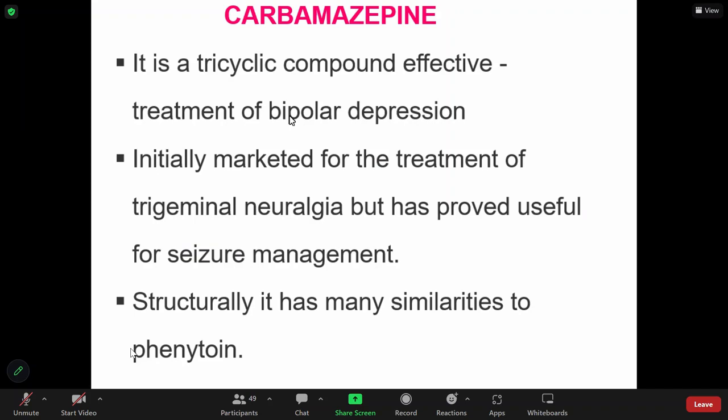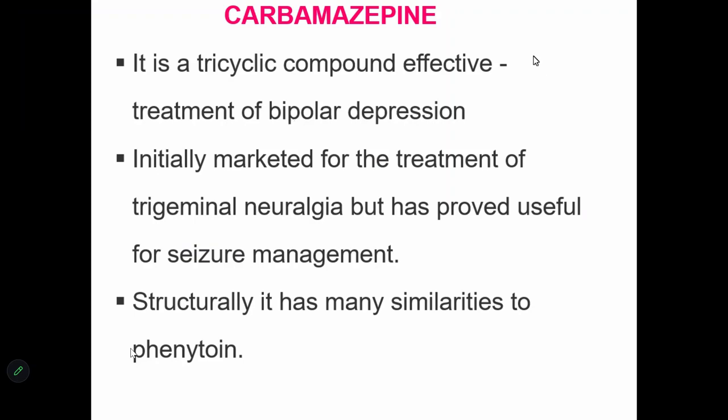So let's talk about carbamazepine. Carbamazepine is a derivative of the tricyclic antidepressants. We shall talk about antidepressive drugs, but there's a class of them called tricyclic compounds. These tricyclic compounds are very effective in the management of bipolar depression. And that explains why sometimes when patients are put on carbamazepine, mood stabilization is noticed, and therefore these drugs can also be used in mood disorders.